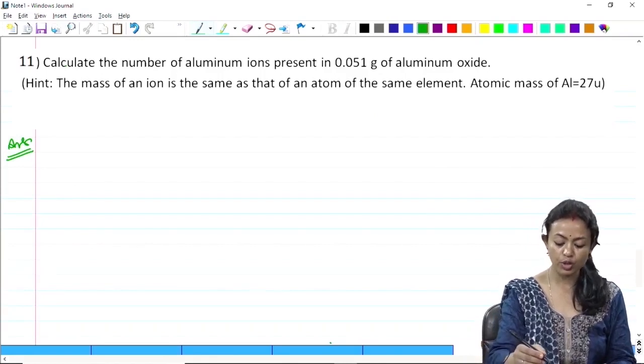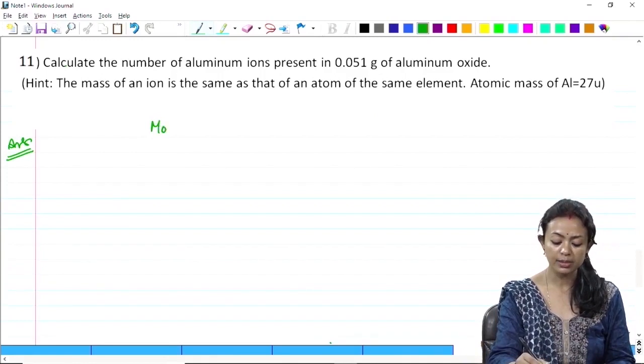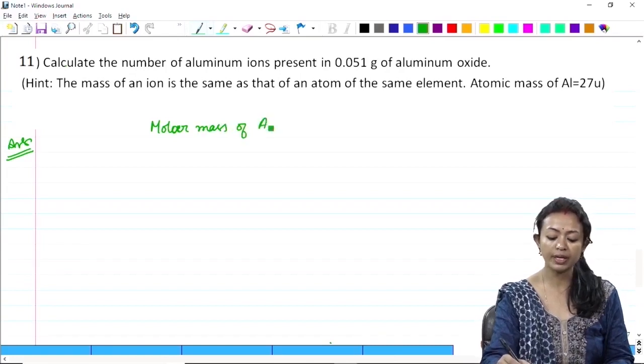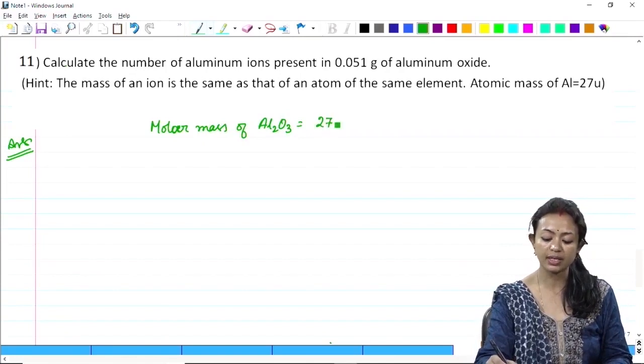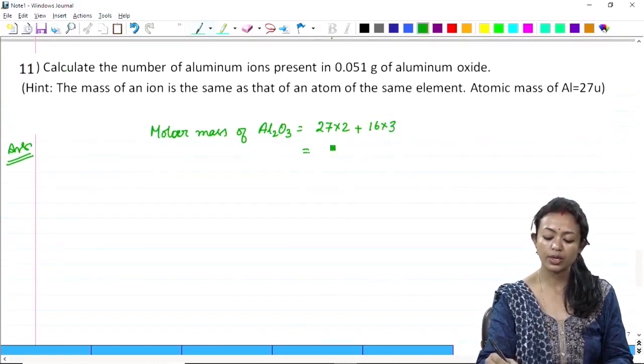The very first thing what we need to do is we need to find out the molecular mass or the molar mass. So the molar mass of aluminium oxide, that is Al2O3, is equal to 27 into 2 plus 16 into 3, which is equal to 54 plus 48, which is equal to 102 gram.